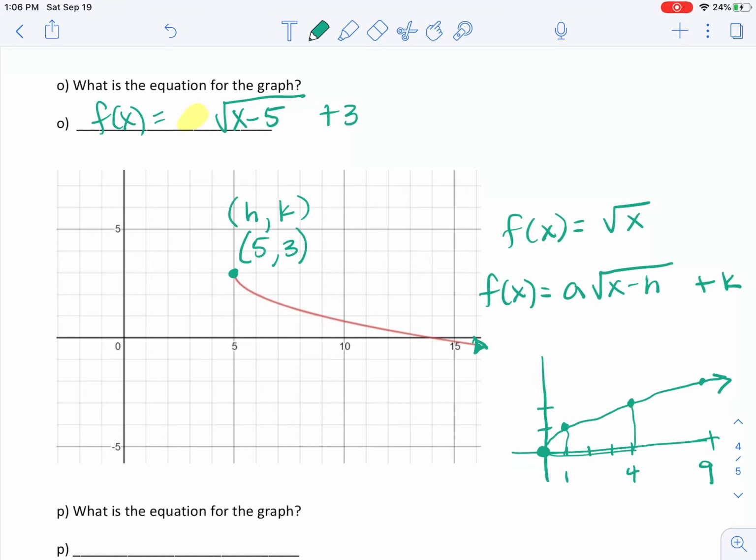It has flipped, so it would be going over 1, down 1, over 4, down 2, which it's holding that pattern, but just reflected. So A is a -1. Now you don't have to put the 1 there, just a negative sign is fine, but A is -1. All right, that's all I'm going to do.